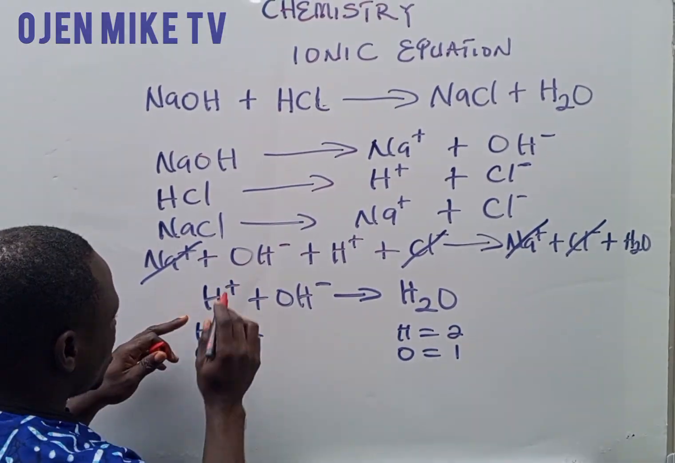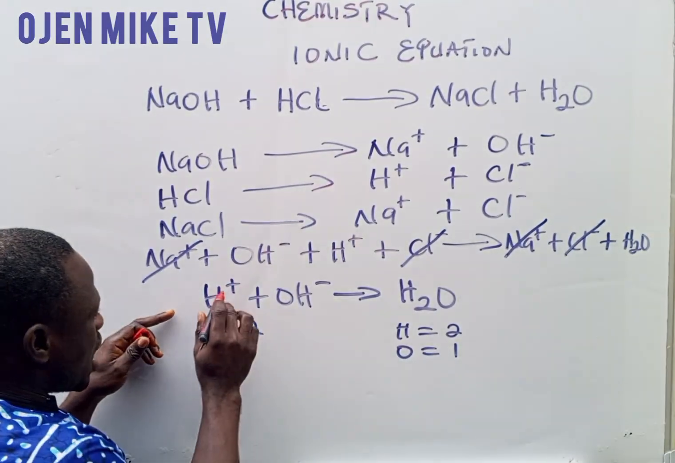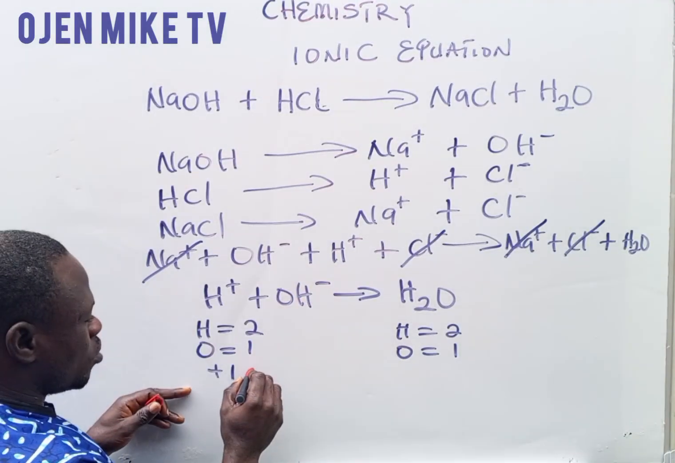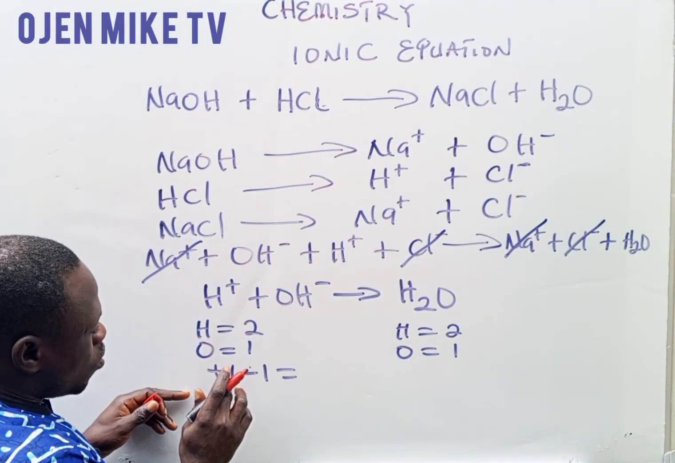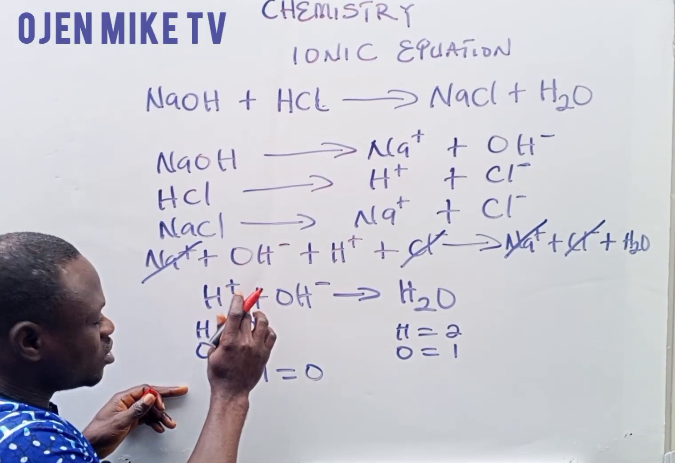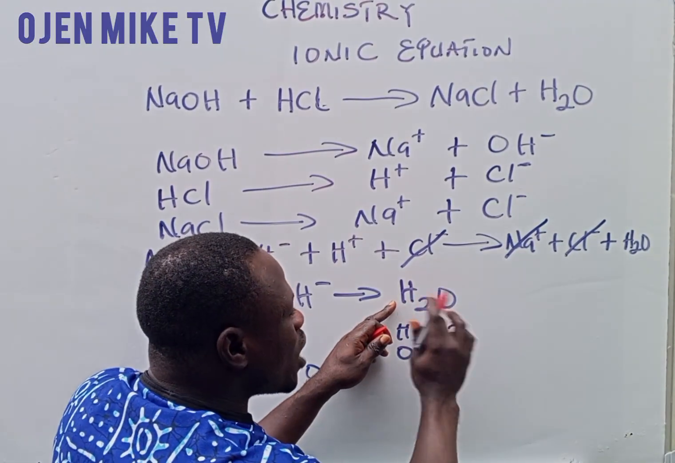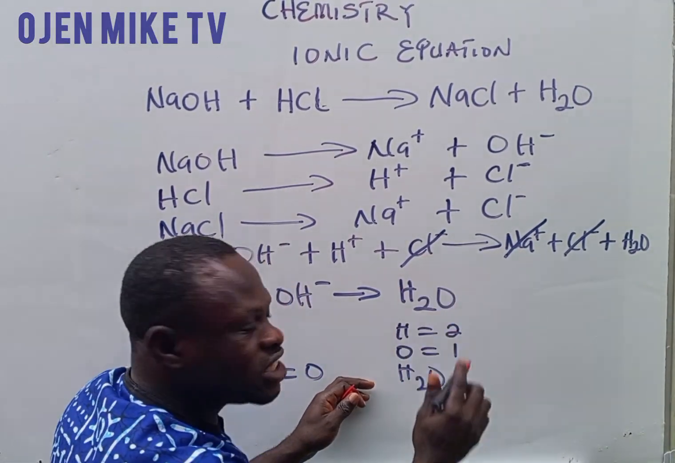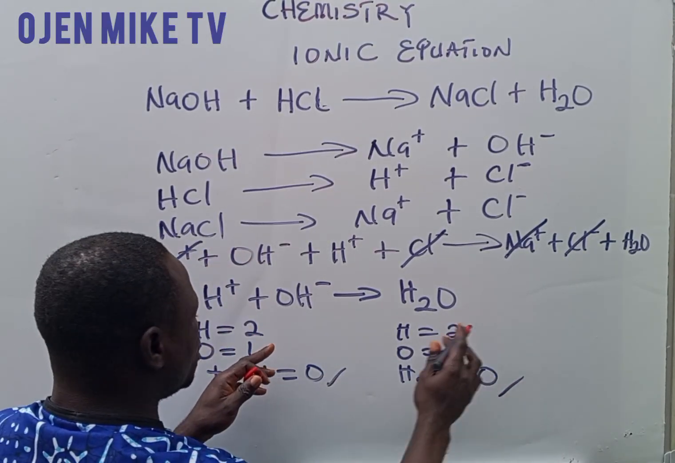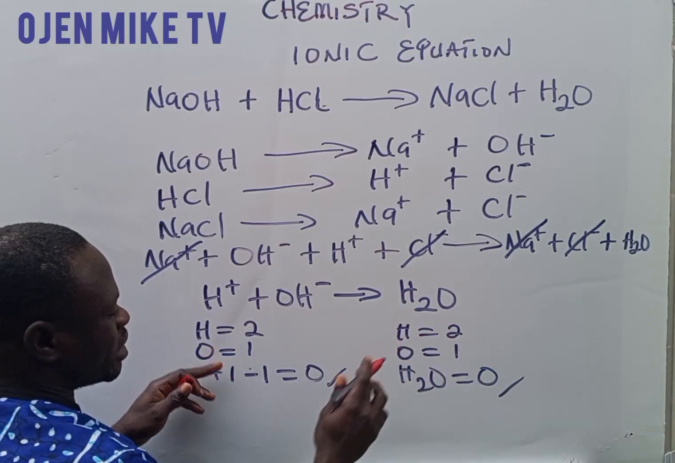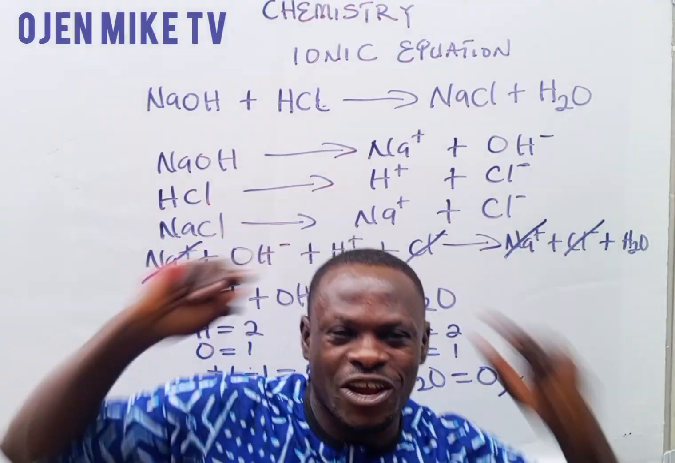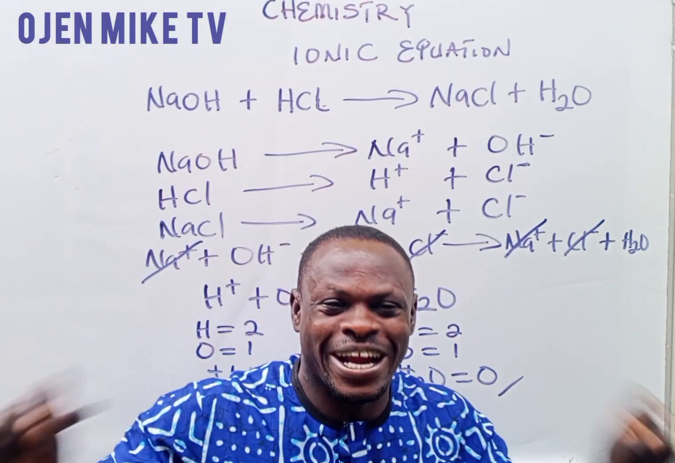We now go to the ions. Hydrogen has +1 and oxygen has -1, so +1 minus 1 is equal to 0. We are now calculating the charge, so it's 0. H2O does not have any charge, so it's 0. Here is 0, here is 0. The atoms are the same and the charges are the same. So this is our correct balancing of ionic equation.